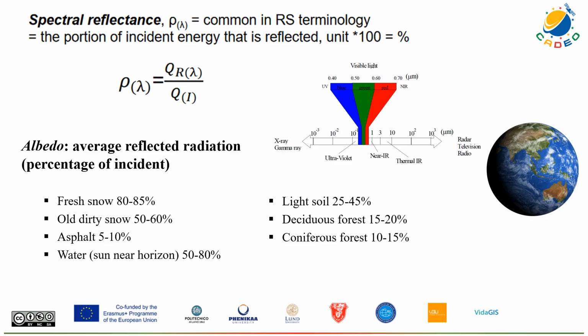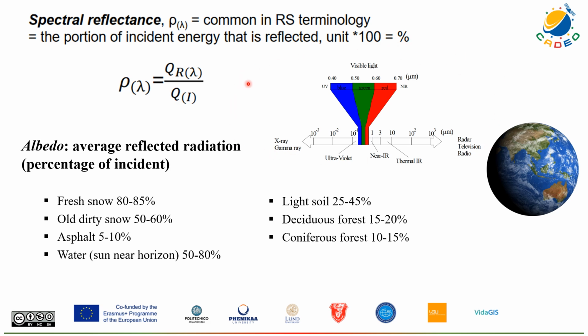So when we look at these two types of forests, the coniferous forest will look slightly darker compared to the deciduous forest, that is the leaf type trees. And that helps us to interpret if it's a coniferous forest or a deciduous forest.